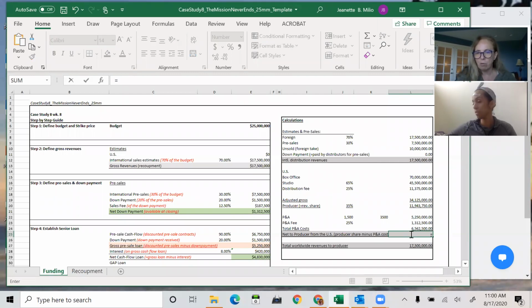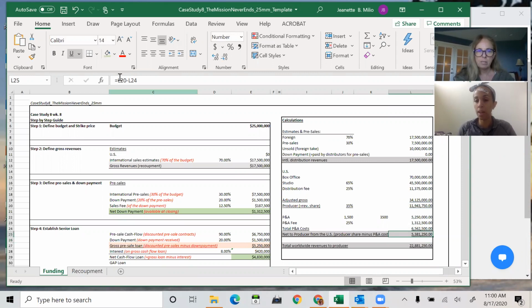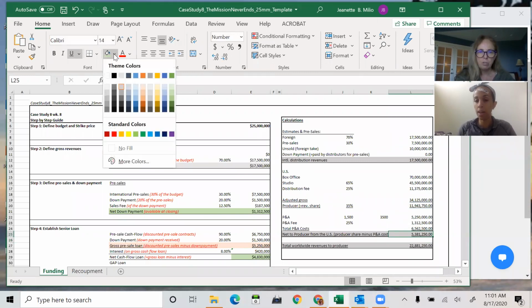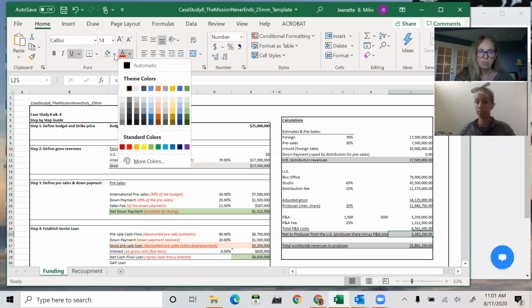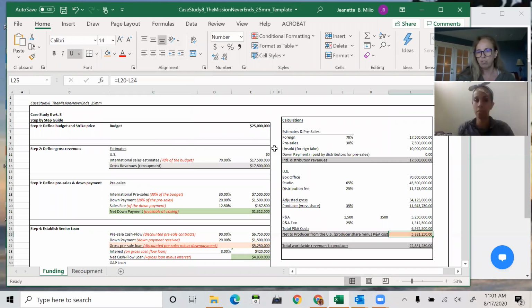So in order to figure out what my share is, I'm going to take my share, the producer share. I'm going to deduct what I need to pay to the P&A investor, and I know what I'm now making in the international, right? So what I'm making is this. This is my US revenue. I'm going to mark the US like orange.